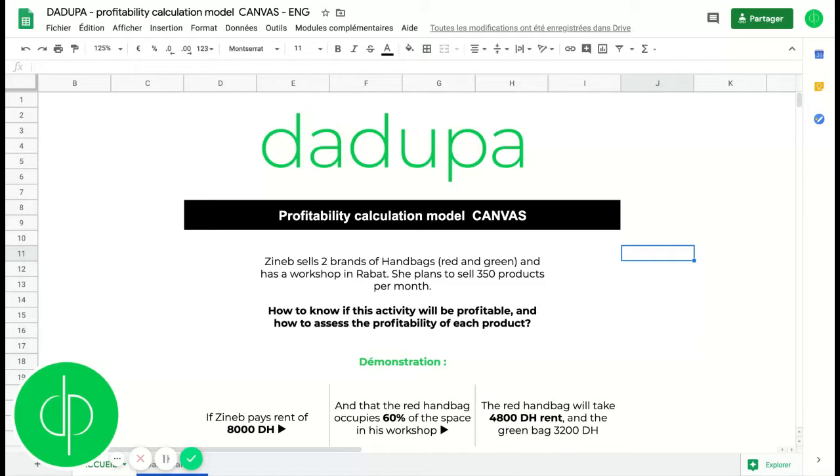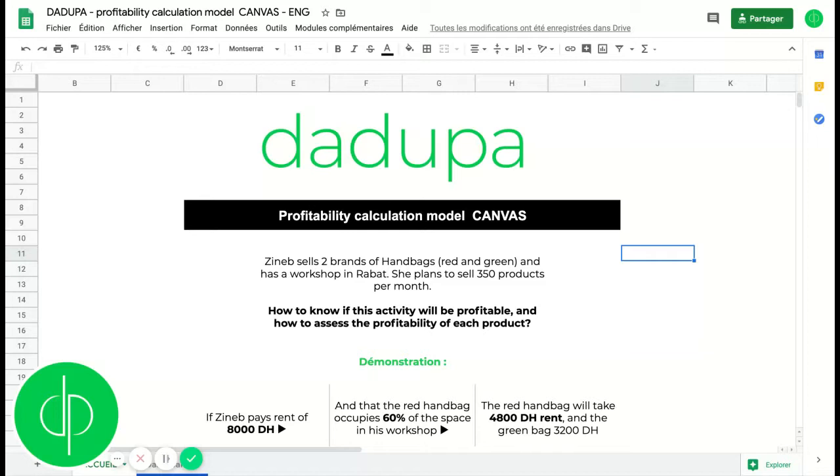With this tool, you will be able to know if your activity is profitable and how to assess the profitability of each of your products. To help you use this model, we will use one example, Zineb.